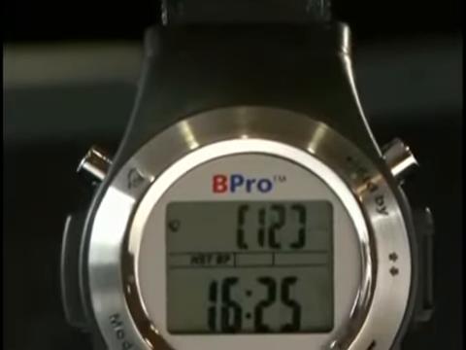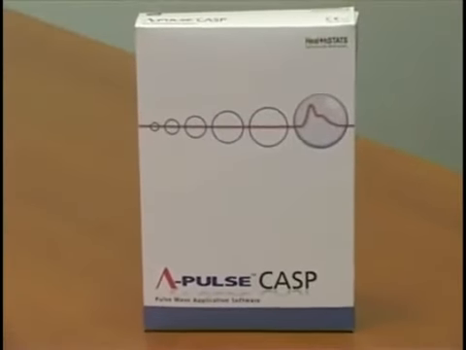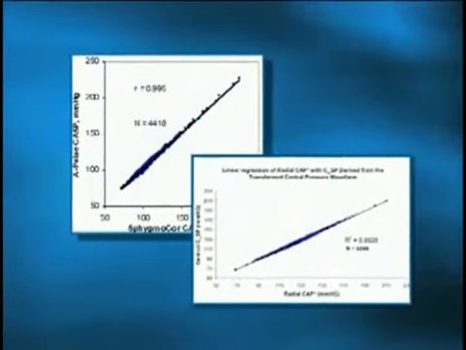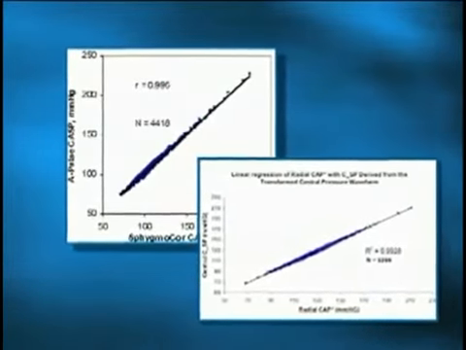We call it B-Pro, and it has a patented, FDA approved software which will calculate your central aortic pressure very accurately. This has been validated over more than 10,000 patient waveforms. We have done a comparison between the gold standard and our central pressure, and the accuracy is as close as 0.996. Can you imagine, at 10,000 patient waveforms, we can get that kind of close accuracy?